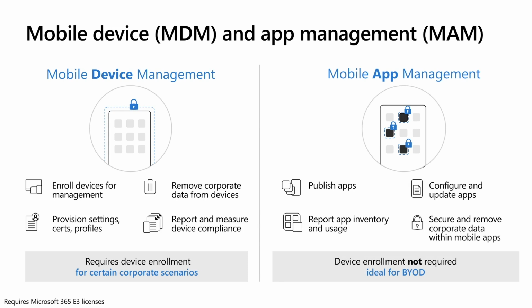We also support application management. The key difference between application management and mobile device management is that with application management, we're concerned with configuring and protecting the data within the app itself and managing at the app layer as opposed to the device layer. We still get many of the same benefits that come with a device management solution. We can configure and update apps. We can report on the usage and inventory of those apps, and we can manage the data within those apps.